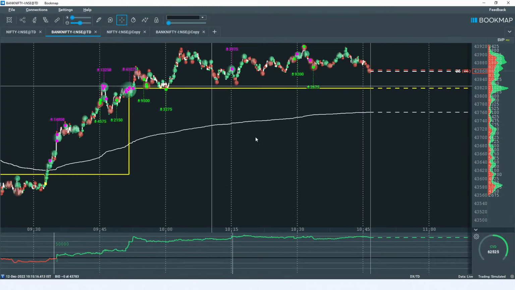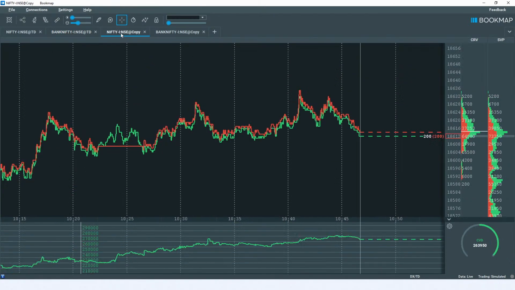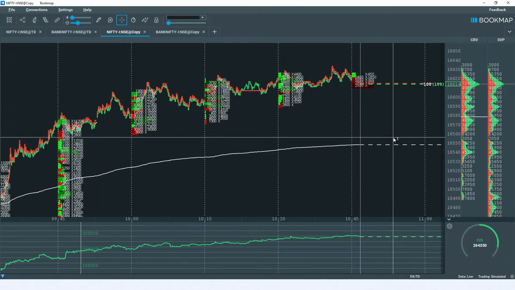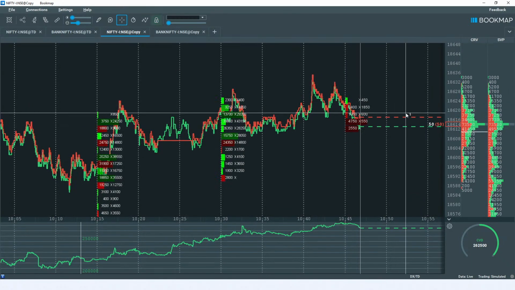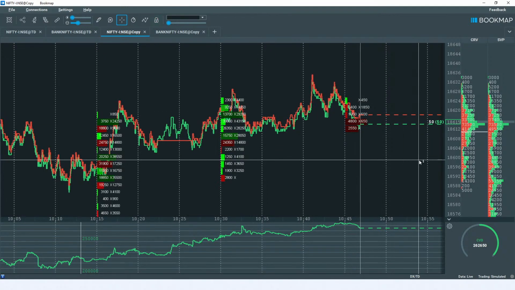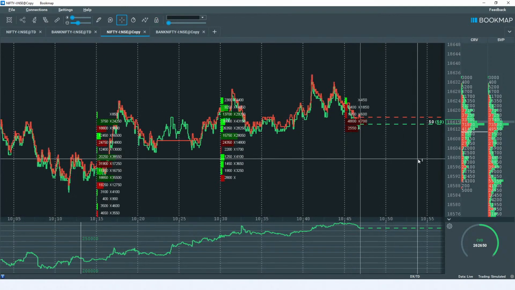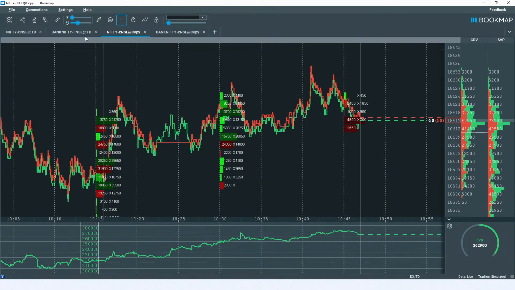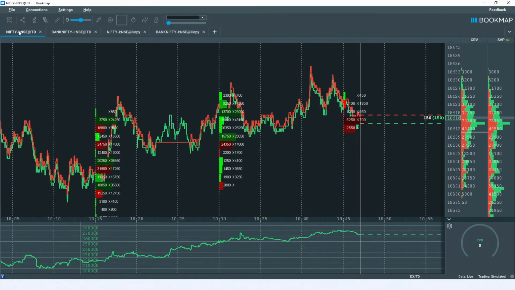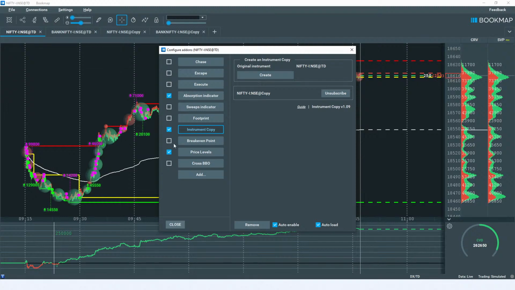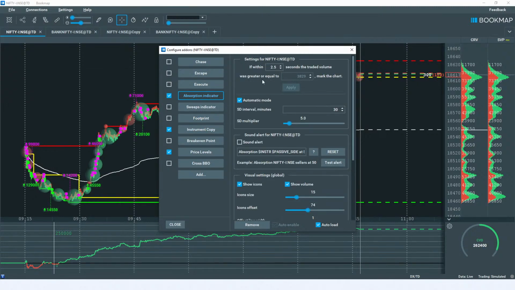Let's see what is happening with the Bank Nifty. Let me show you the setting of this. Okay, so just a moment. Someone is asking. Yeah. So here, the absorption indicator. Okay, so it basically shows us this is the default setting. I haven't changed anything over here.